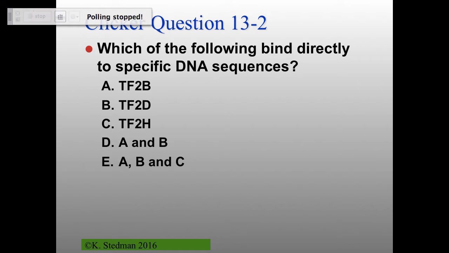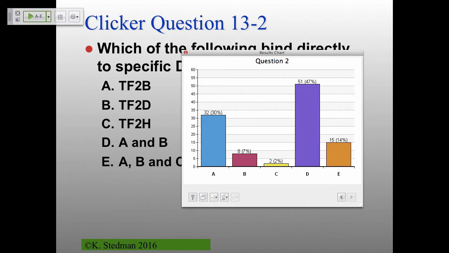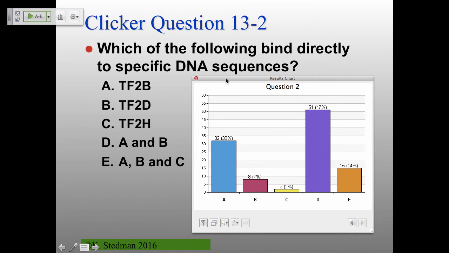Okay, there seems to be a lot more consensus on this one, which is nice. So we'll show the results. Hopefully the last discussion made it really clear that TF2B binds to the BRE, so certainly everyone should get B here. But then a lot of people think D because it's A and B.